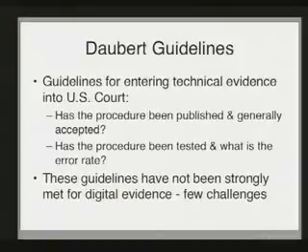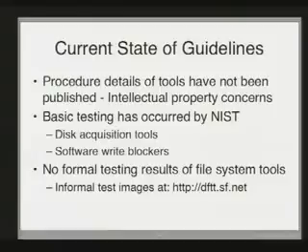And the second major category is, has it been tested by various experts, and what is the error rate, and is there a known error rate for this process? And these guidelines basically haven't been met at all, or haven't been strongly met for digital evidence. And there haven't been many challenges in the courts to the evidence to actually force these guidelines to be met. So the current state, for publishing procedures, none of them have been published. They're all basically closed tools, and it's an intellectual property concern where they don't want to say how they're doing stuff because it could potentially ruin their market share.